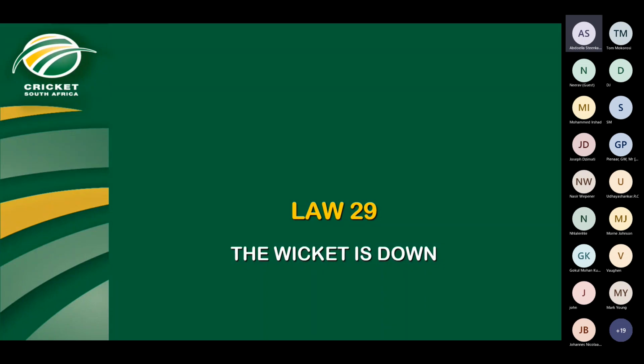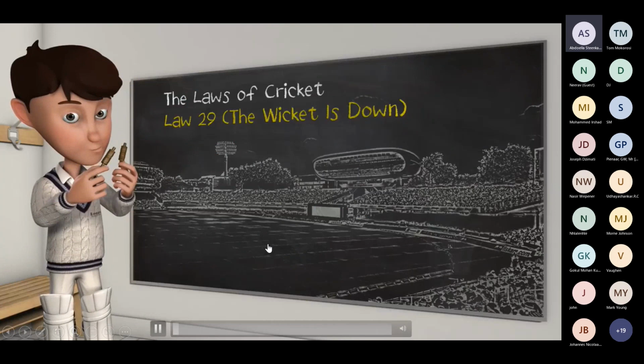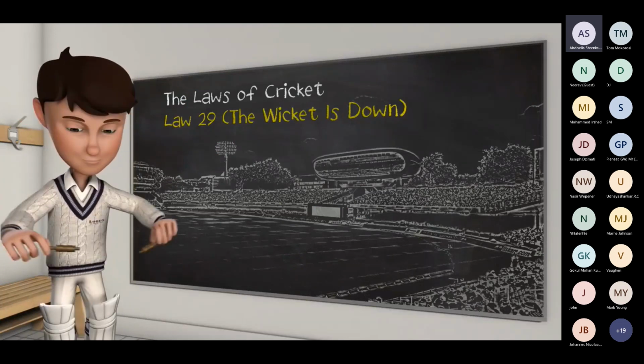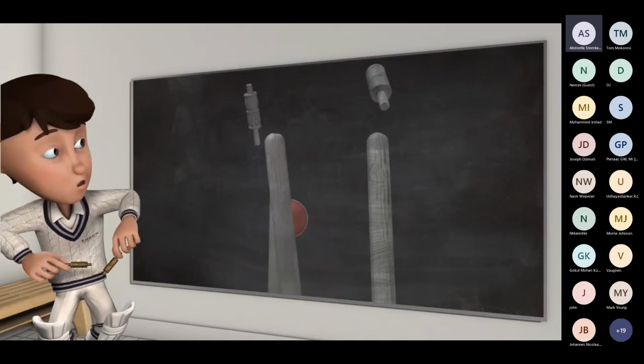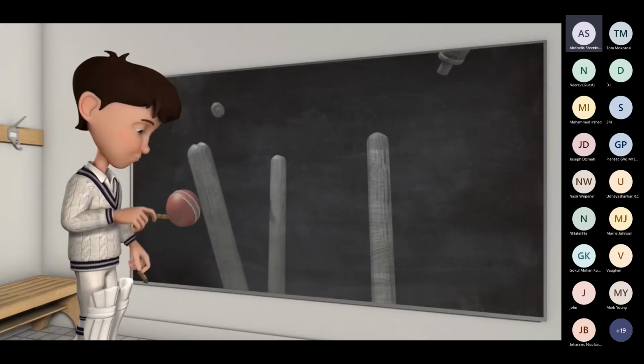The wicket is down. When is the wicket down? Let's look at a video. The wicket is down. The wicket is put down when one or both bails are removed from the top of the stumps, or a stump is struck out of the ground.